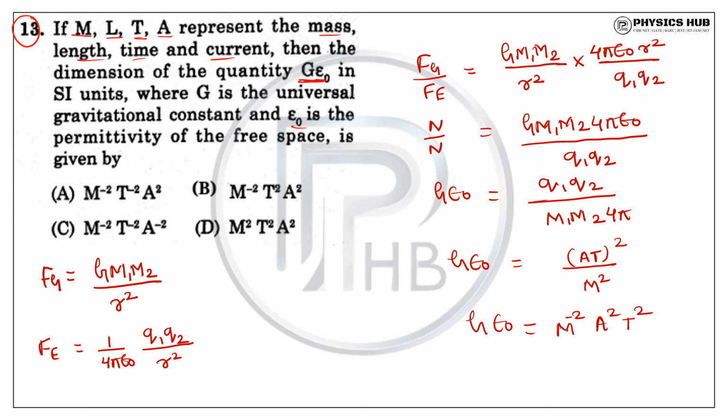First of all, we have to know the gravitational force, that is G m1 m2 by r square, and the electrostatic force, that is 1 by 4 pi epsilon q1 q2 by r square. So we will take the ratio of the gravitational force and the electrostatic force and find the dimension of the quantity G epsilon, that is M raised to minus 2, A raised to square and T raised to square. That is in option B. Option B is the correct answer.